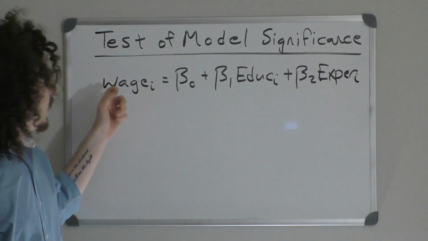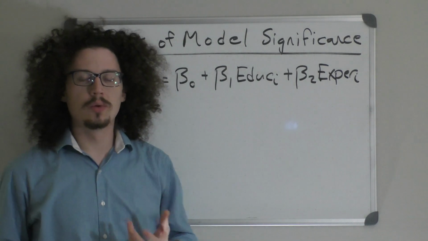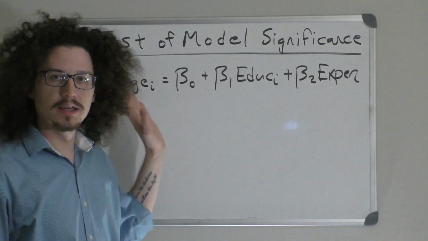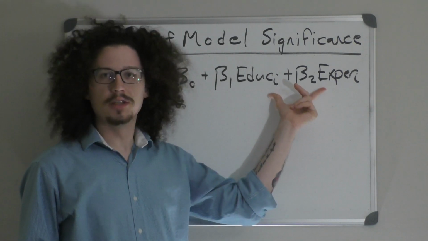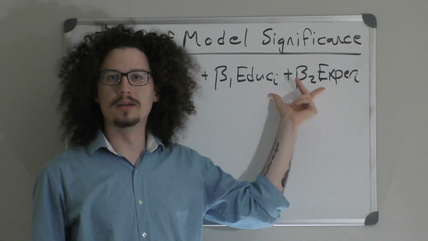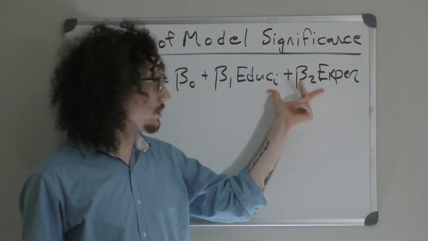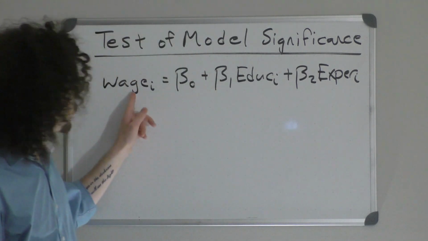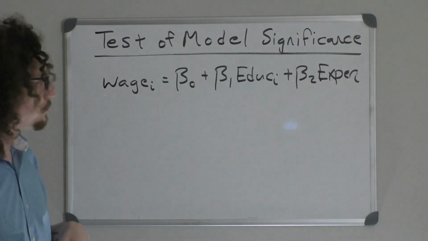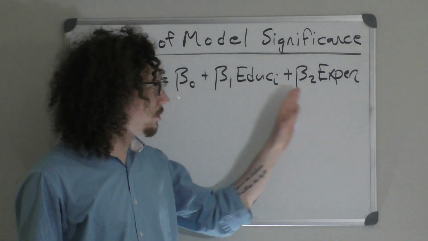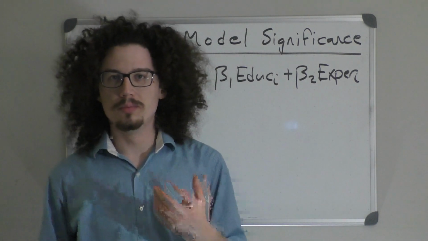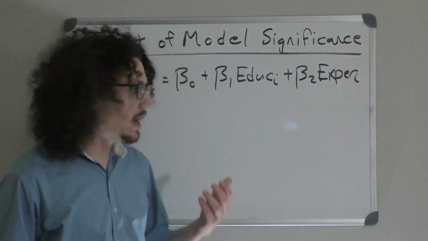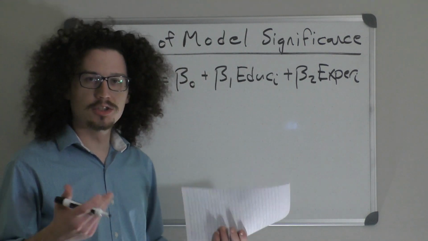All right, so this is our model. It's the model we have been using, right? And so when we're talking about significance, if this model is significant, it means again that one of these two variables has an effect on it. So either years of education or years of experience will change wage, right? So beta 1 and beta 2 can't be 0. If it's 0, nothing happens, right?